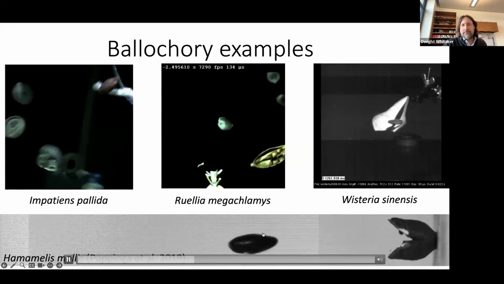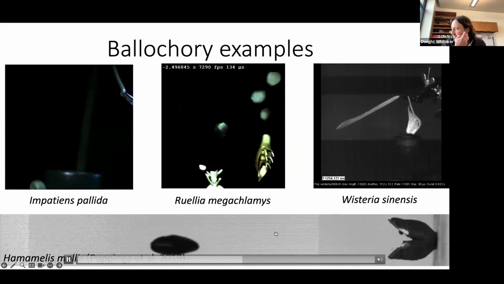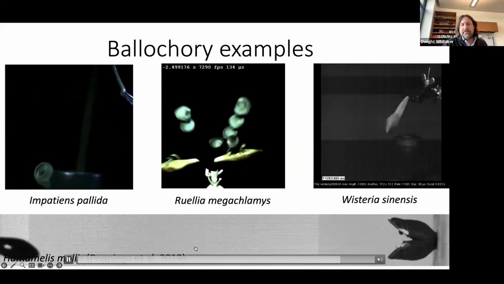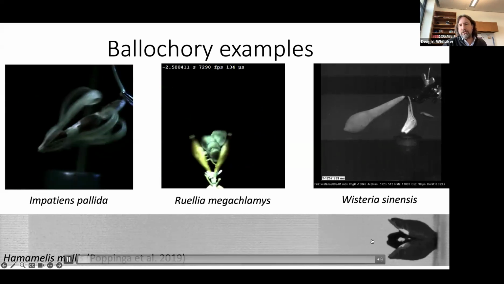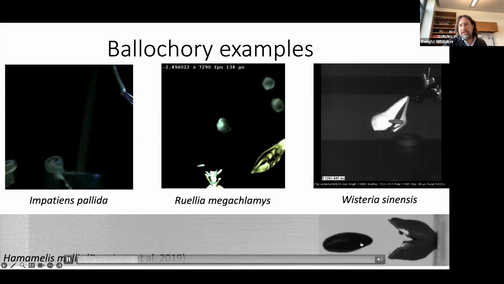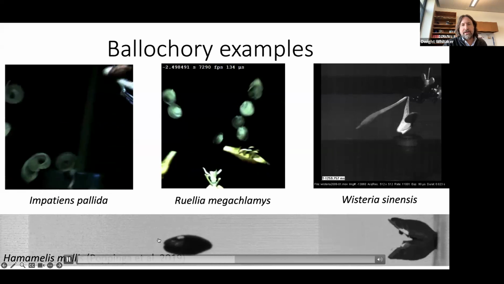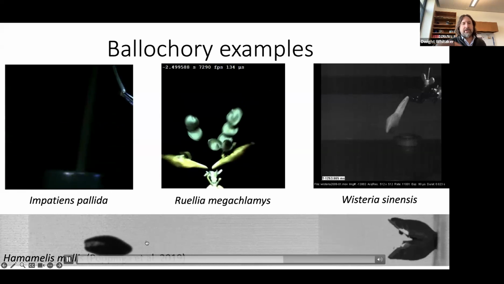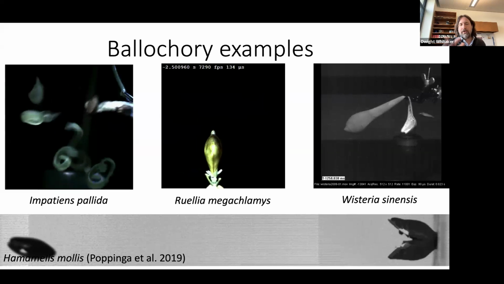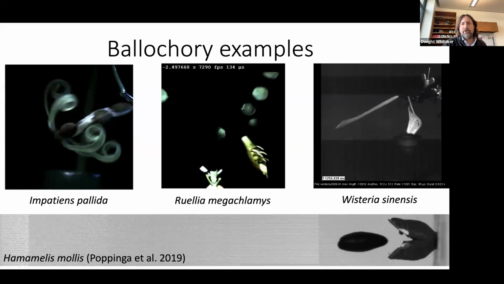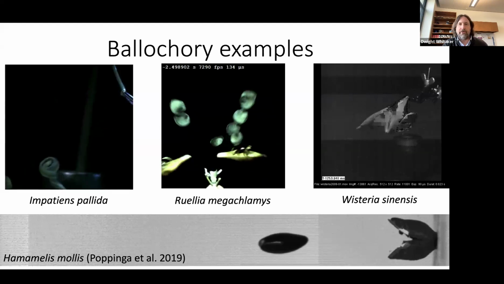And then this is from a person I know in Germany, Simon Pappinga, and it's a witch hazel fruit. So you can see the witch hazel fruit shoots out its seed, and he's carefully marked this seed with a little white dot, which you see right there. And you see this actually travels like a spiraling football. By spiraling, it can keep itself more aerodynamic, just like a football will go further with a spiral. This seed will travel further with a spiral.